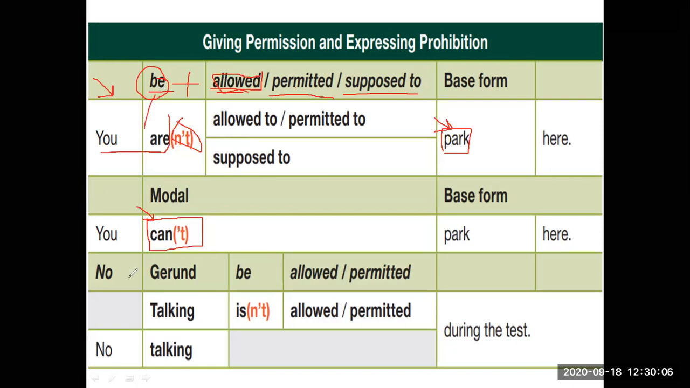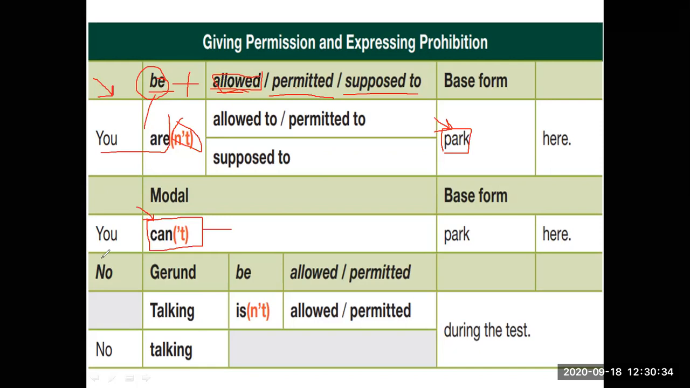So in this case, I'm using you can't park here, or you can, right? Positive: you can park here. You can take the exam tomorrow. The exam is today, but you can take the exam tomorrow. So I'm giving you the permission of taking the exam tomorrow, right?